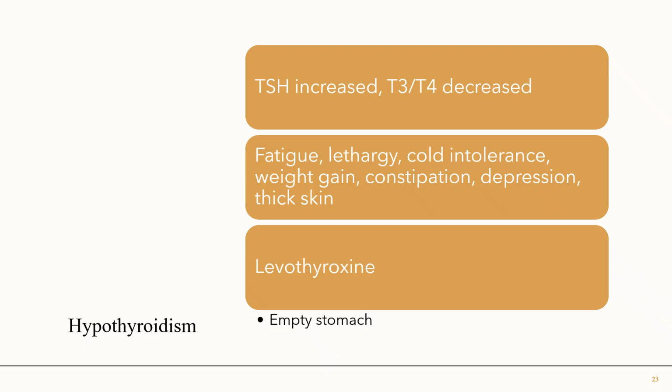Levothyroxine is the most common synthetic thyroid hormone replacement. When medicating with levothyroxine, it should be taken on an empty stomach 30 to 60 minutes before consuming food. Fiber supplements, calcium, iron, and antacids interfere with medication absorption.